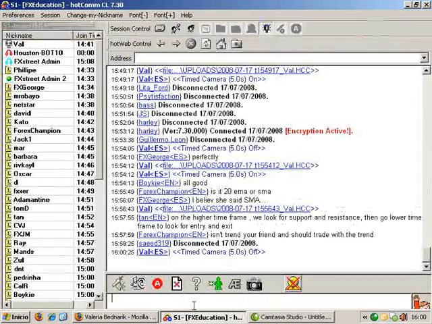Sorry, I'm kind of messy today. Okay. Forex, you ask, is a 20 EMA. It's a simple moving average. Yes.